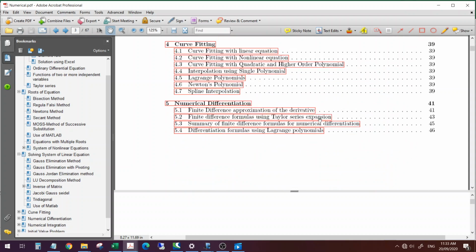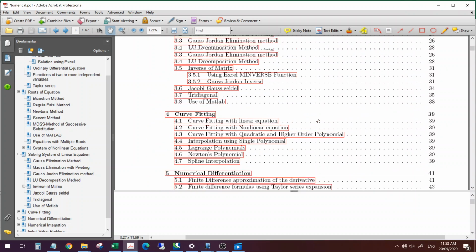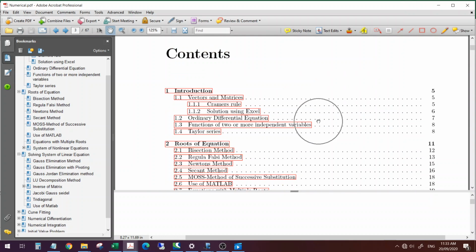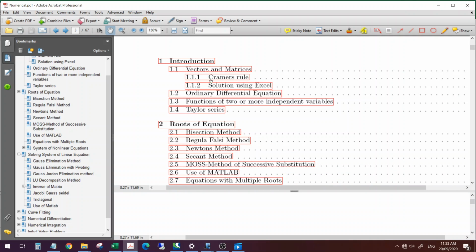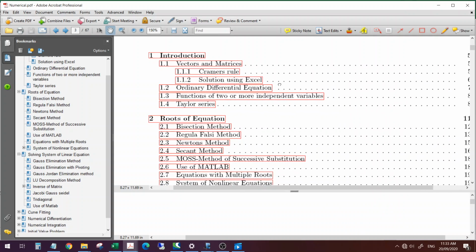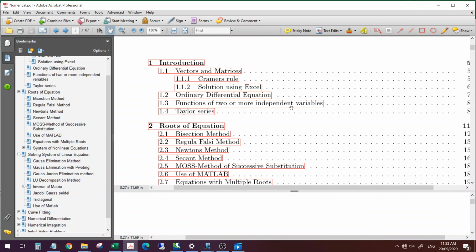Basically, we have how many chapters? 8. Number 1 deals with vectors and matrices, Cramer's rule that we all know since college, and a very typical solution using Excel. Sometimes I'm surprised that maybe you don't know it yet. Actually, when I took my masters in UP, that's the time I realized the power of Excel in matrix analysis. So I believe it's wise to share this with you too.